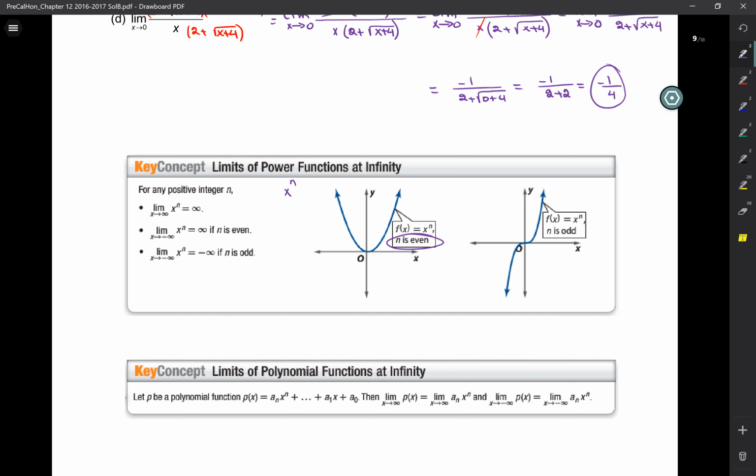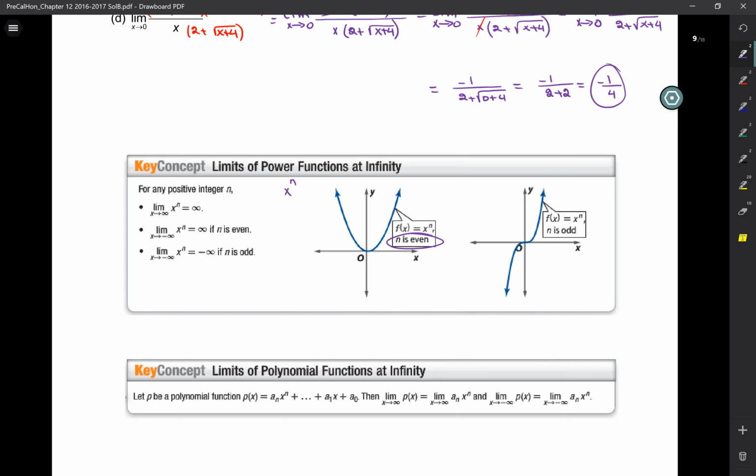Suppose you have positive x to the n. If you look at this at positive infinity, is it going to go up or down? It's going to go up. And what if you look at negative infinity? For the negative numbers, it's still going to be up. So if this function is positive, then they're both up. If it's negative x to the n, then at both infinities it's going to be down. Now, what if n is odd? Then they're opposite. One is positive, one is negative.